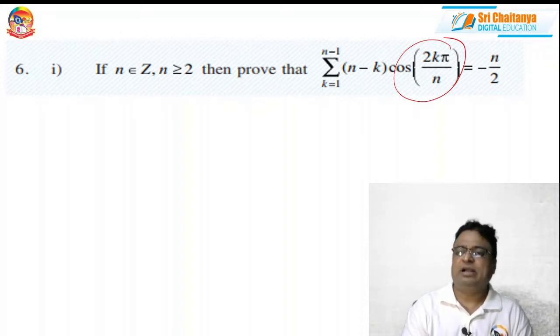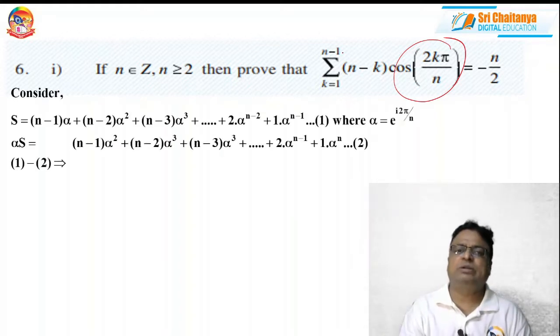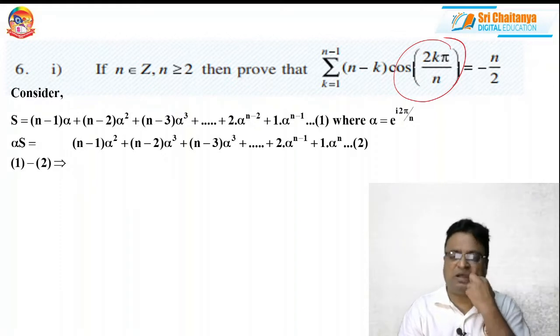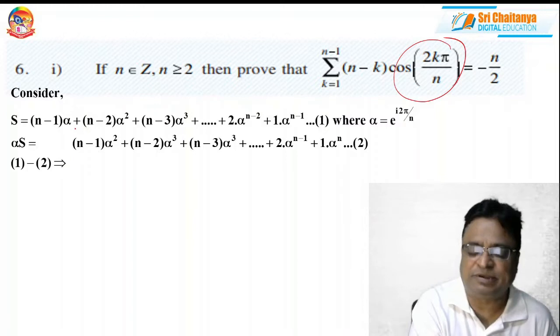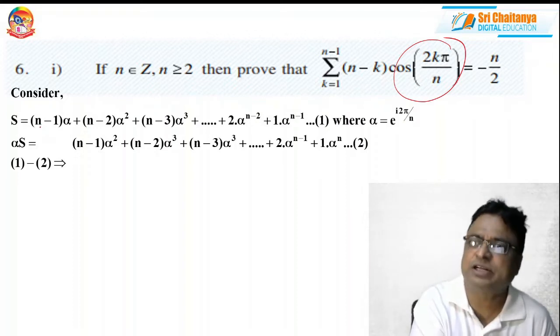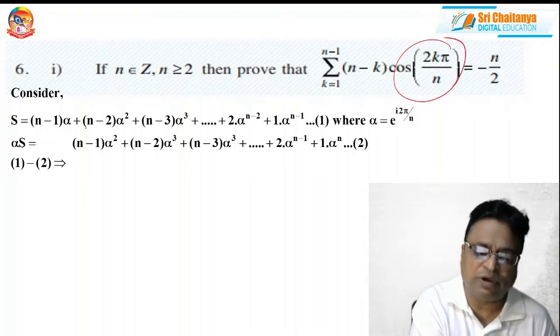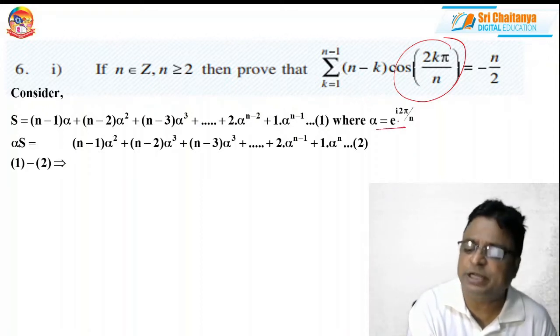Before that, let me expand the given summation from k equal to 1 to n minus 1. Let the sum be S. Consider this summation: S = (n−1)α + (n−2)α² + (n−3)α³ + ... + 1·α^(n−1), where α = e^(i2π/n).